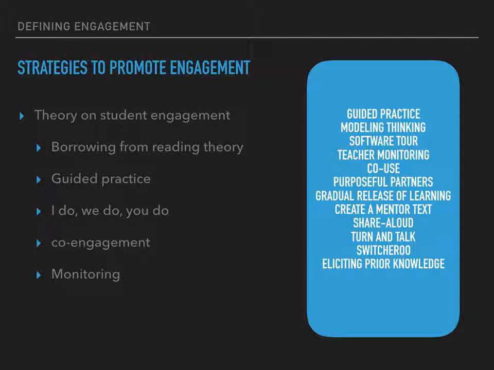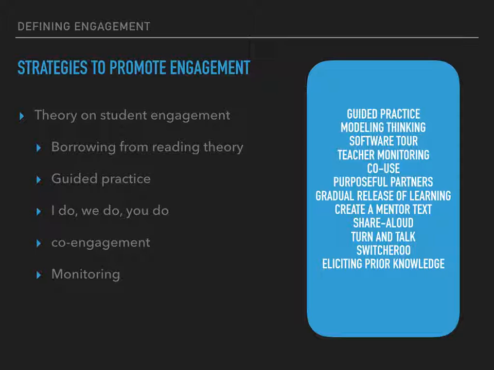Some strategies that the author laid out to promote engagement are really critical for us to look at. I thought it was interesting that they borrowed from reading theory as they picked out 4 primary strategies to look at in the text. And then you'll see a list of strategies from the website that they provide in terms of how to promote engagement, what kinds of activities you can do.